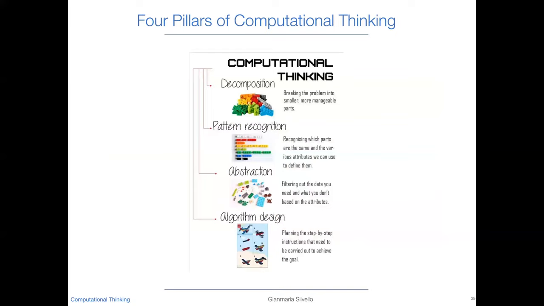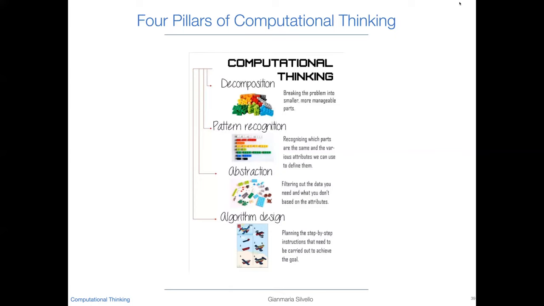And so here we have another image just to sum up everything. Decomposition is breaking the problem into smaller, more manageable parts. Pattern recognition is recognizing which parts are the same and the various attributes that we can use to define them. Abstraction is filtering out the data you need and what you don't need, based on the attributes that you recognized thanks to pattern recognition. And then you have algorithm design, planning the step-by-step instructions that need to be carried out to achieve the goal.